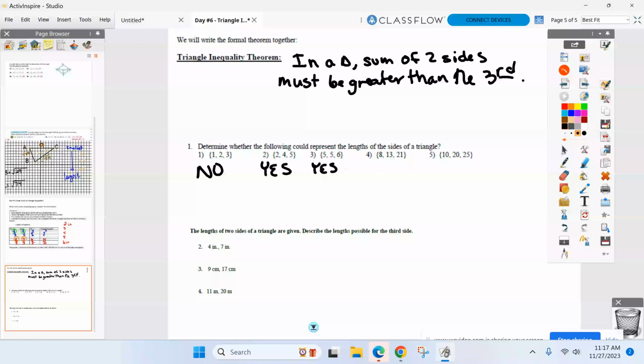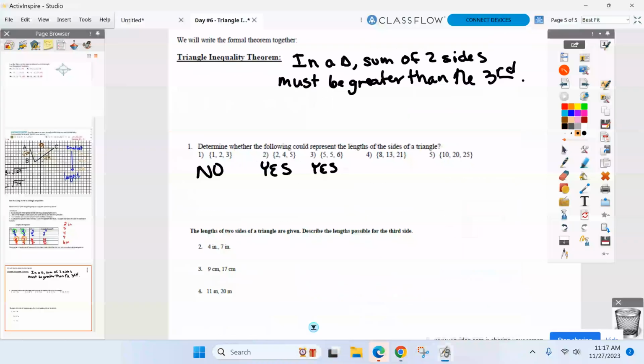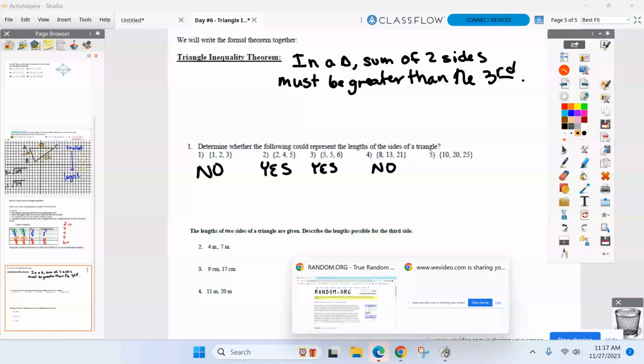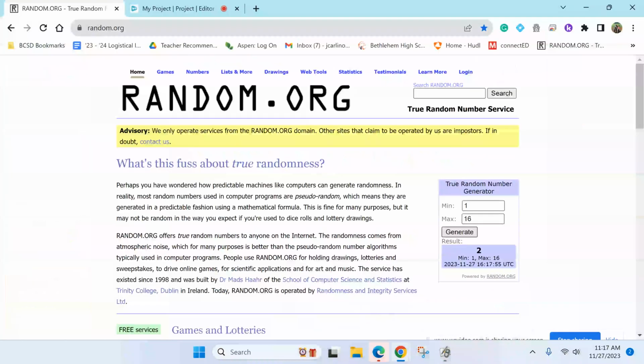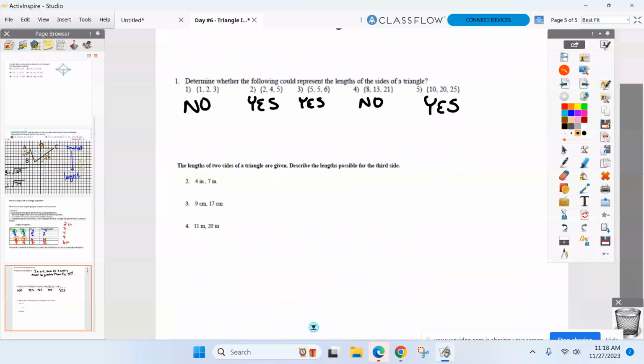8, 13, 21. Going to form a triangle? No. Why not? The length of the two short sides is equal to the length of the longest side. Got to be greater than 21, not equal to it. 10, 20, and 25. What are we looking at there? Yes, that would work. And that's all you guys have, right? So you can tell me if it's going to form a triangle or not.